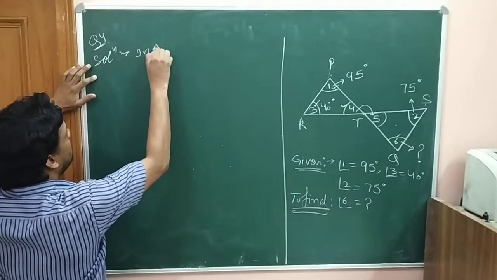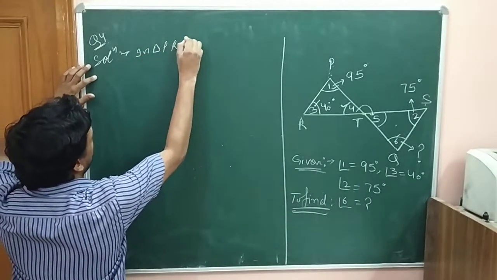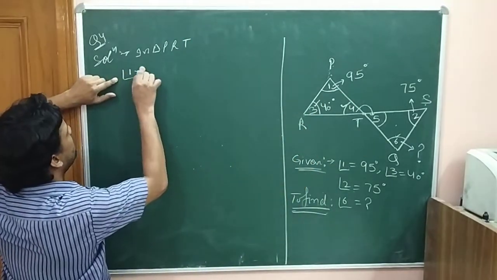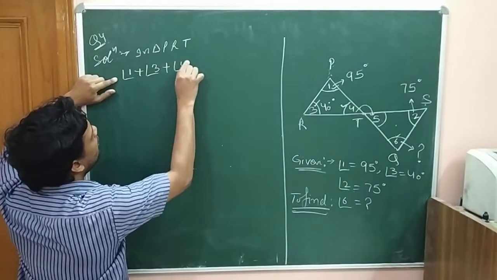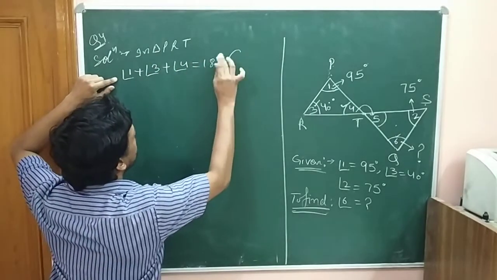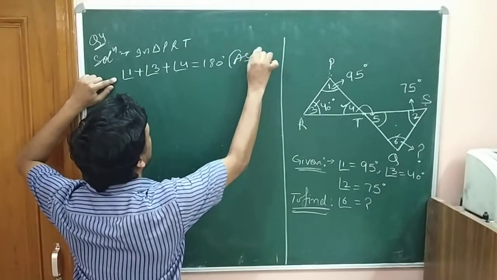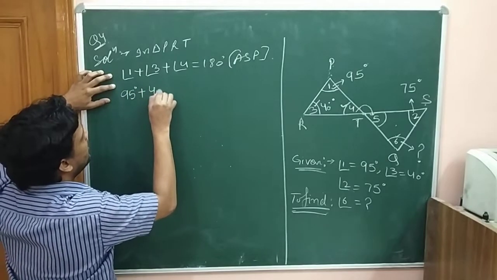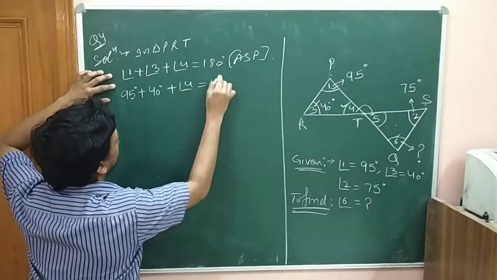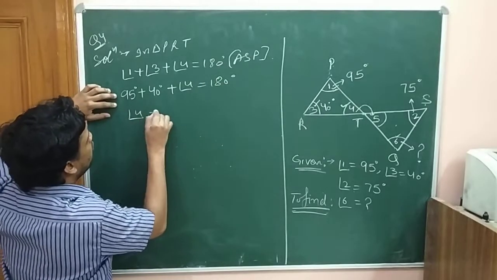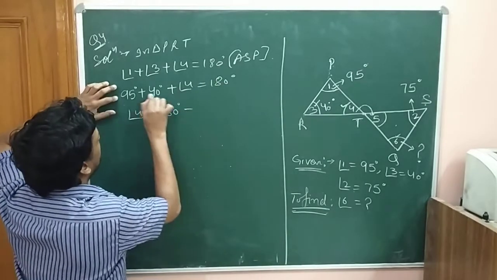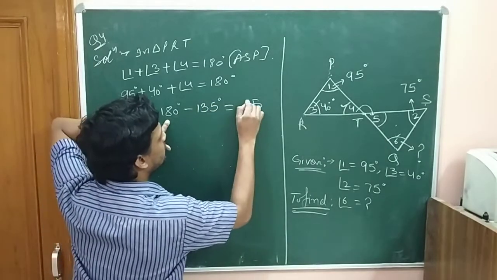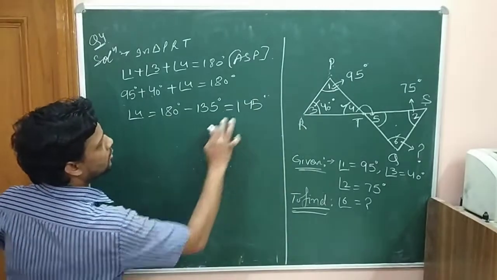So in triangle PRT, angle 1 and 3 are given, so I can write angle 1 plus angle 3 plus angle 4 equals 180 degrees. The reason: angle sum property. What is angle 1? Angle 1 is 95. Angle 3 is 40 degrees, angle 4 you have to find, that equals 180 degrees. Angle 4 equals 180 minus 135, that is 45 degrees.